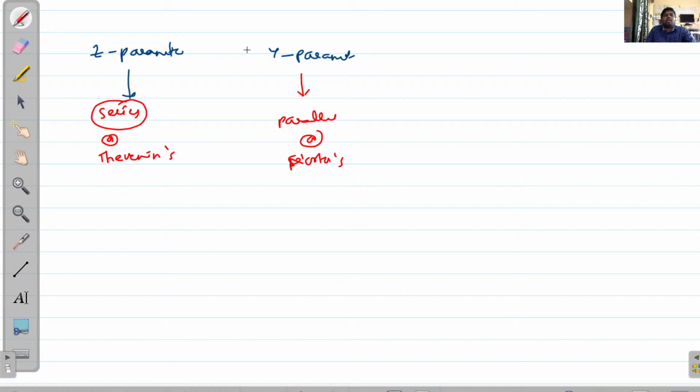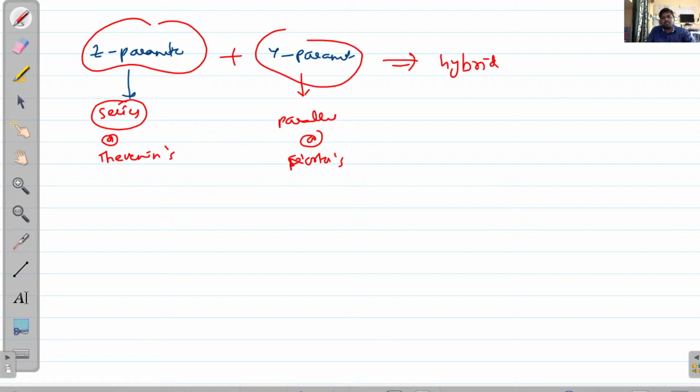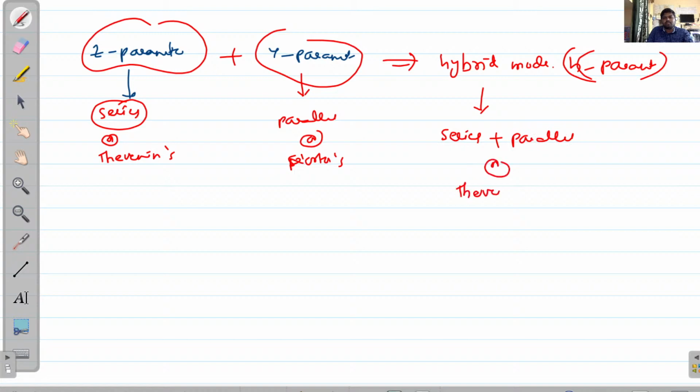The combination of these two gives the hybrid model, that is h parameters. In this case we have networks in two ways: series plus parallel, which is also called Thevenin's plus Norton's. It's the combination of both the networks.